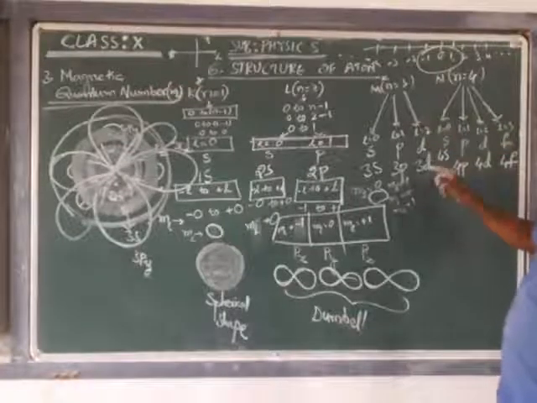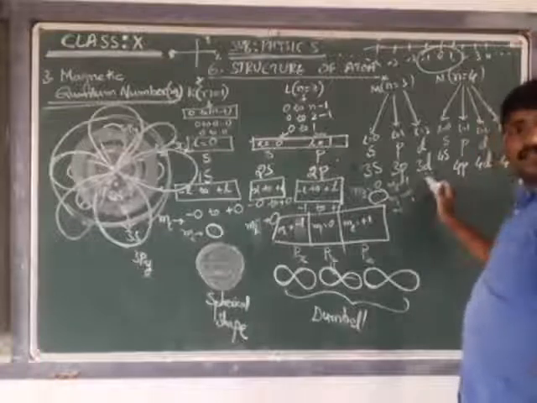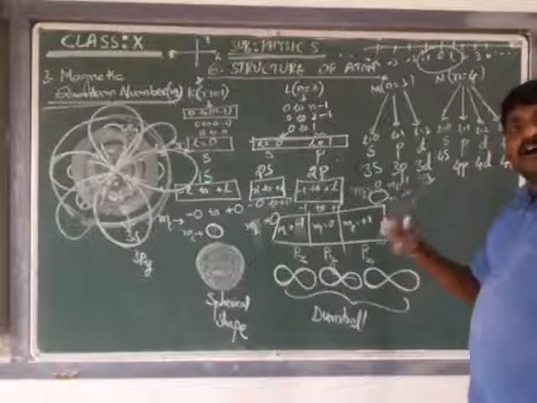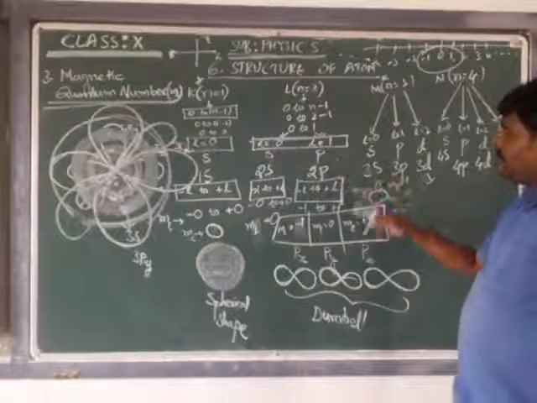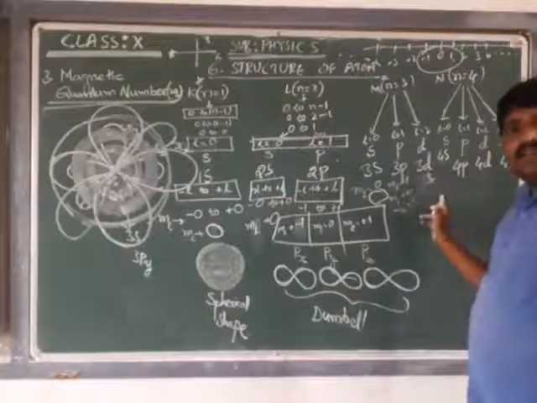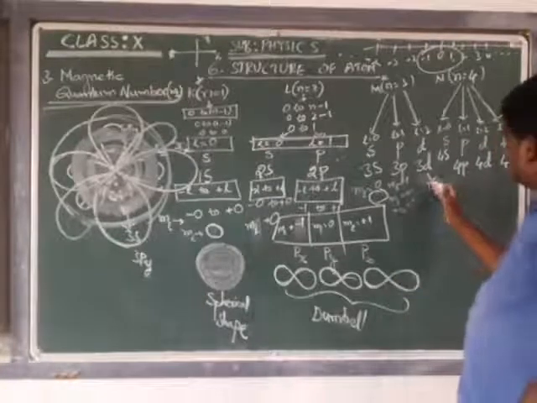What happens to 3d? Next, coming to the 3d. When calculating for 3d, we have to calculate the magnetic quantum number. That means how many ways are there for p, how many ways are they oriented? 3 ways. For d, how many ways are they oriented? That also we have to see. How is this getting oriented? Let's see.